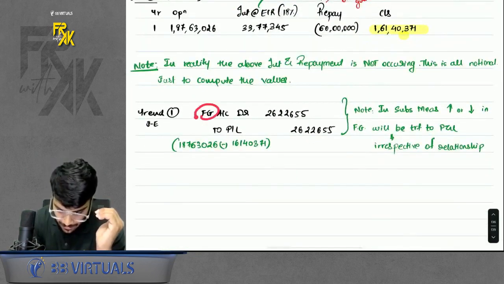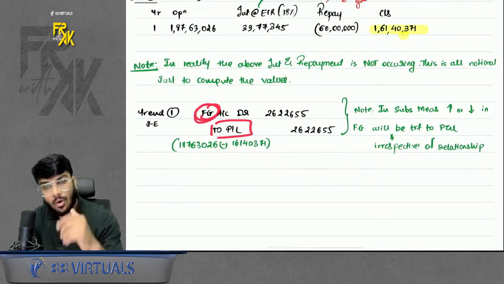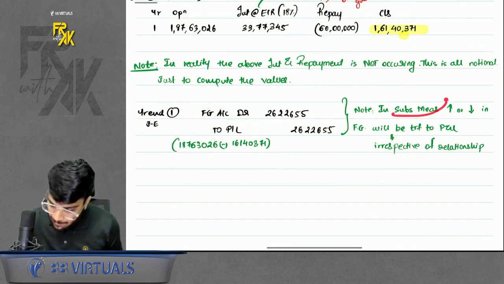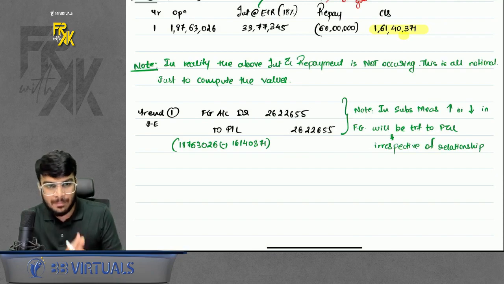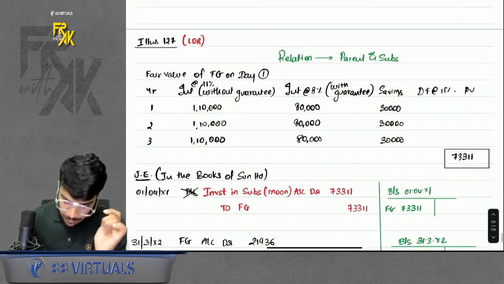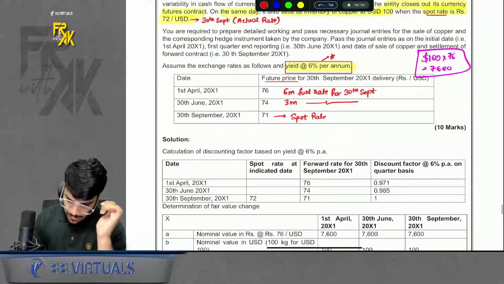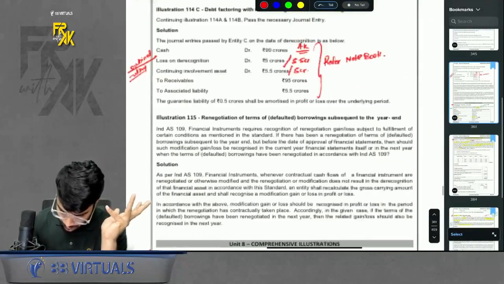Okay, so you will pass an entry, financial guarantee to PNL. Sir, always to PNL? The answer is yes. The subsequent measurement difference will always be transferred to PNL, irrespective of any relationship being there or not. To discuss this in more detail, let's do one question now, and that is illustration number 127 of my book.